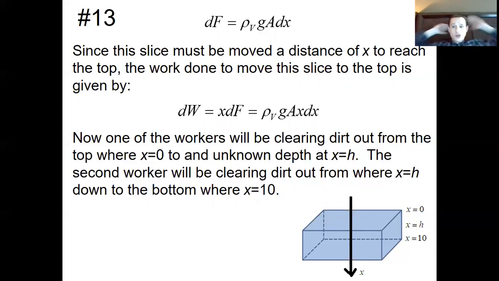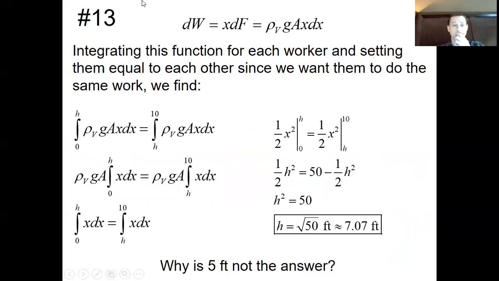One of the workers is going to be clearing it out from 0 down to a depth of h. So if I integrate this expression from 0 to h, I will figure out the total work done by the first worker. The second worker is going to clear it out from a depth of h down to 10. So if I integrate this expression from h to 10, then I'll get the work done by the second worker. And the point of this is to make the work fair. So I'm going to set those equal to each other because I want the work done by the first laborer to be the same as the work done by the second one. So that's exactly what we're going to do. Over here on the left, we're integrating the first worker, the one doing from the height of 0 down to h.